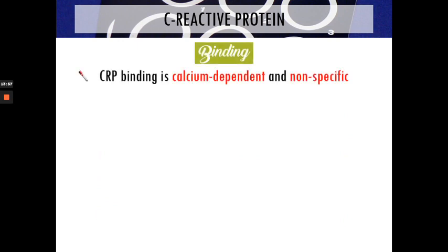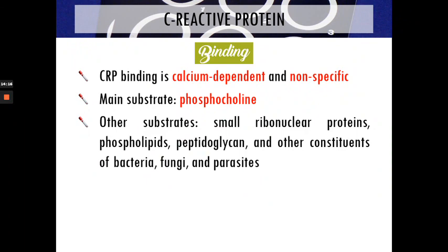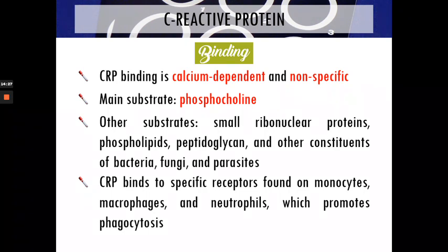Now, for binding of the CRP, it's calcium dependent and again, as mentioned, non-specific. The main substrate is phosphocholine, which is a major part of the cell membrane of bacteria and other pathogens. Other substrates include small ribonuclear proteins, phospholipids, peptidoglycan, and other constituents of bacteria, fungi, and parasites. So it can bind to anything. That's why it's non-specific. It also binds to specific receptors found on monocytes, macrophages, and neutrophils, which promotes phagocytosis. So again, furthering our notion that it functions as an antibody.